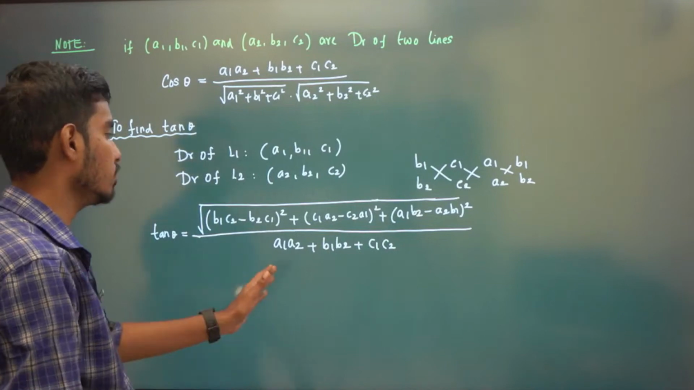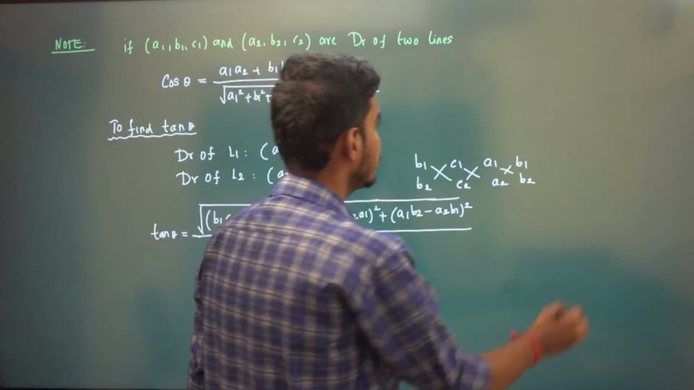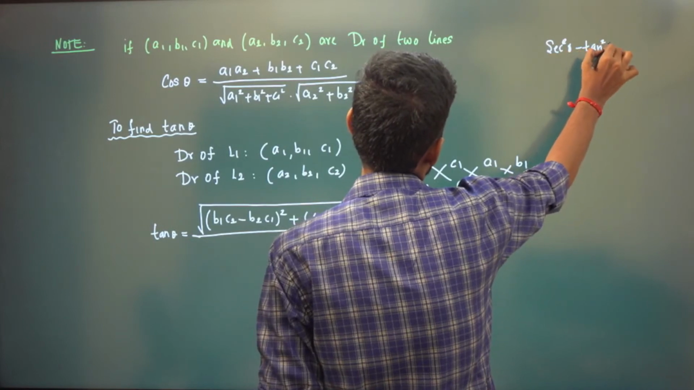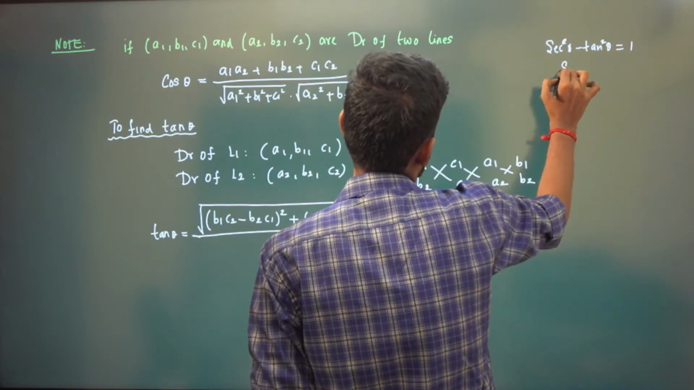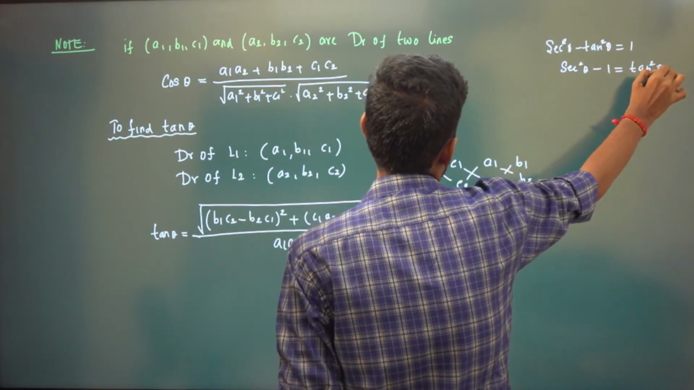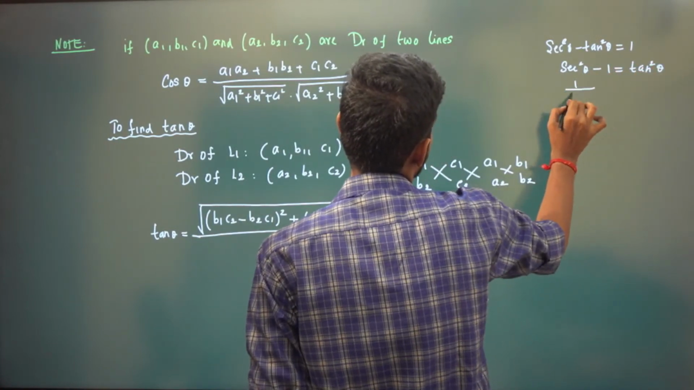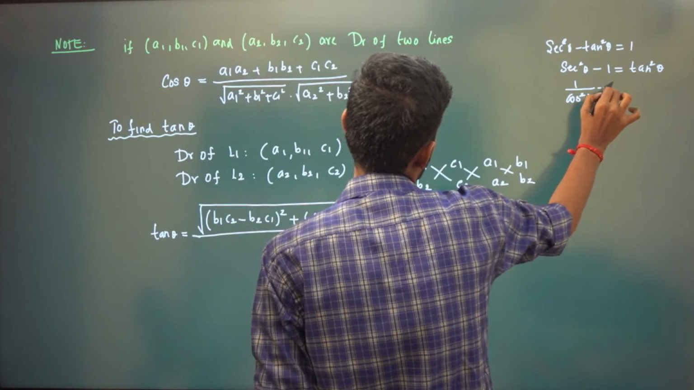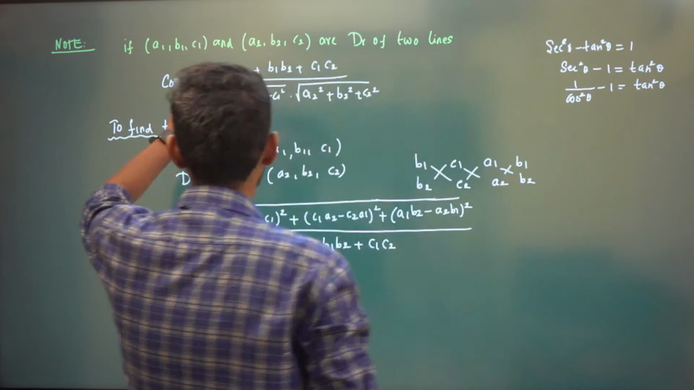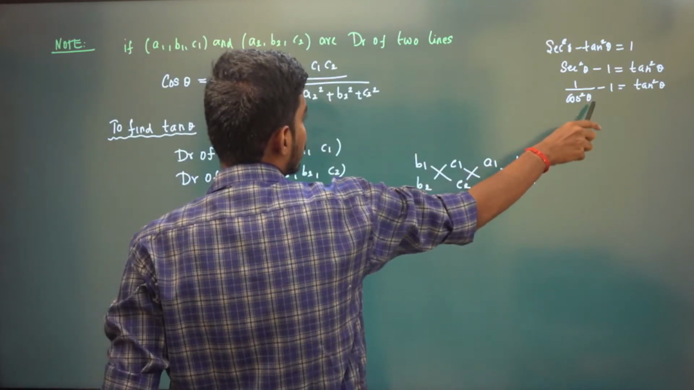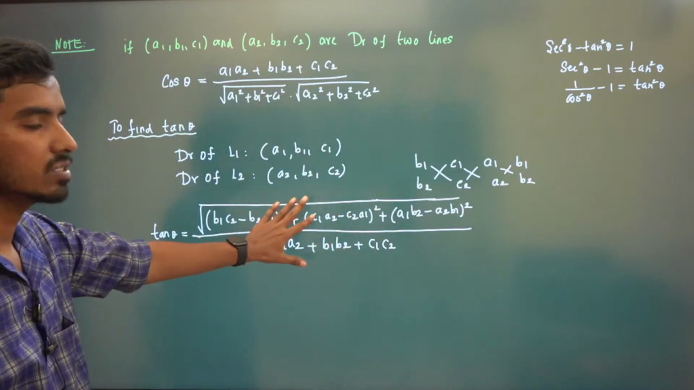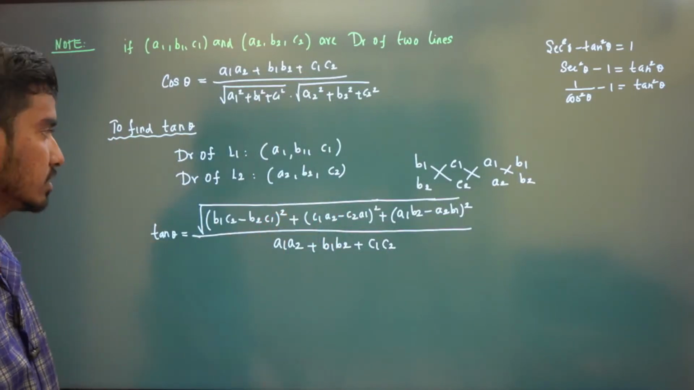Here is how this came about: secant square theta minus tan square theta is 1. That means secant square theta minus 1 is equal to tan square theta. And secant square theta is 1 by cos square theta, so 1 by cos square theta minus 1 is equal to tan square theta. So you know cos theta, substitute it here, square it and simplify it, and you will get tan theta like this. But no problem, you just memorize this.